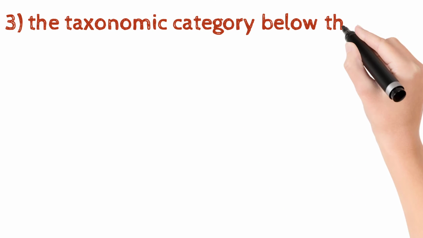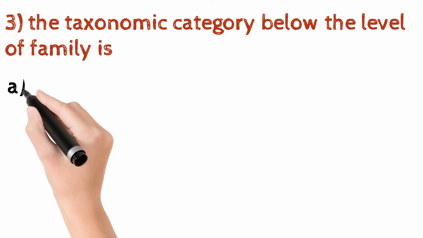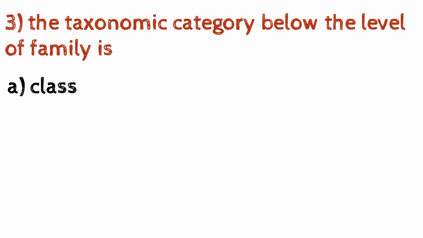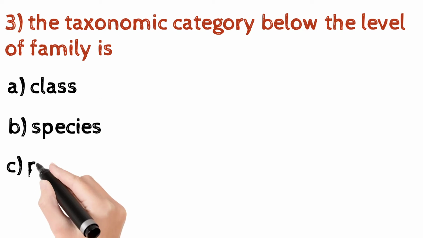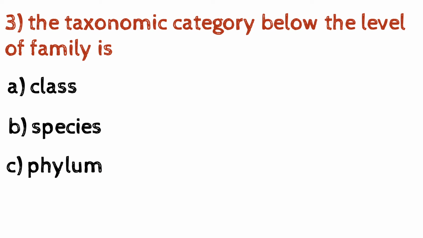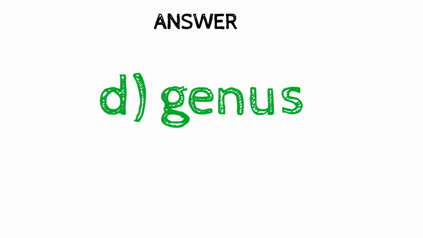Okay. The third question is, the taxonomic category below the level of family is A. Class, B. Species, C. Phylum or D. Genus. Take your time and choose the correct option. So the answer is D. Genus.